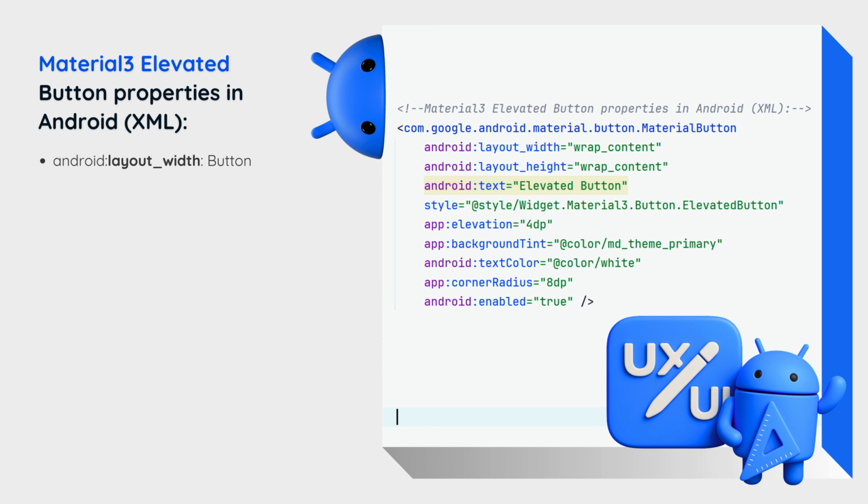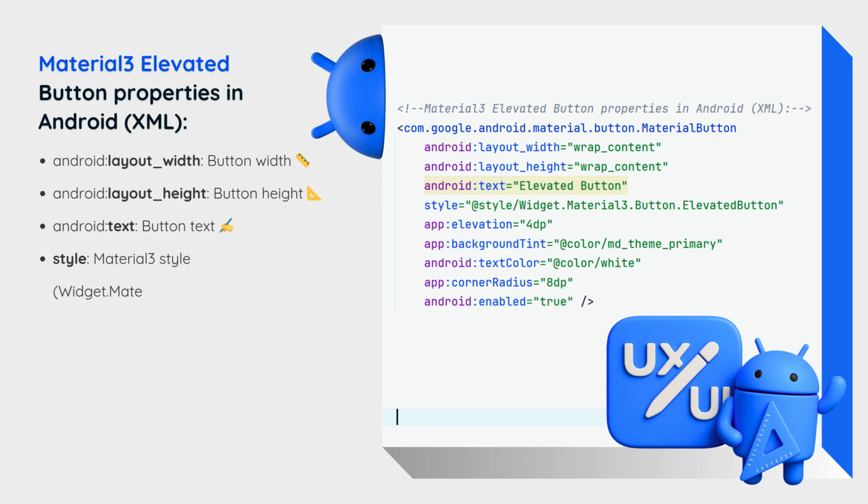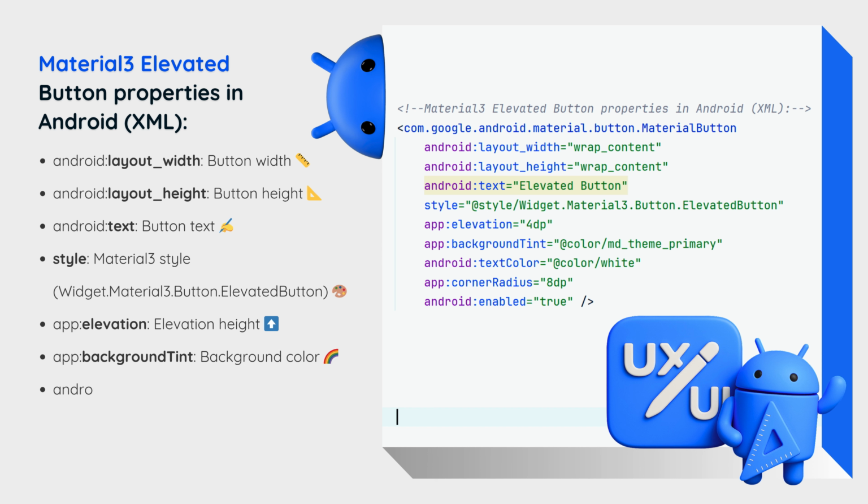Let's look at the key properties of the Material 3 elevated button in Android XML. First, android:layout_width and android:layout_height define the size of the button. android:text sets the text that appears on the button. Use the style property with Widget.Material3.Button.ElevatedButton to apply the Material 3 look. app:elevation controls how much the button stands out from the background. app:backgroundTint lets you change the button's background color.